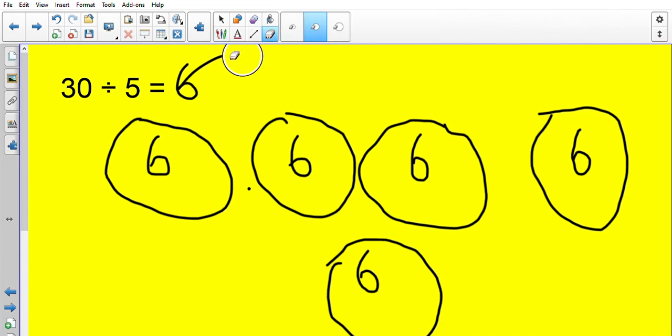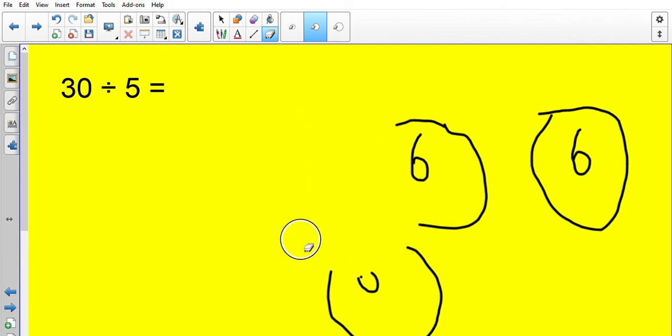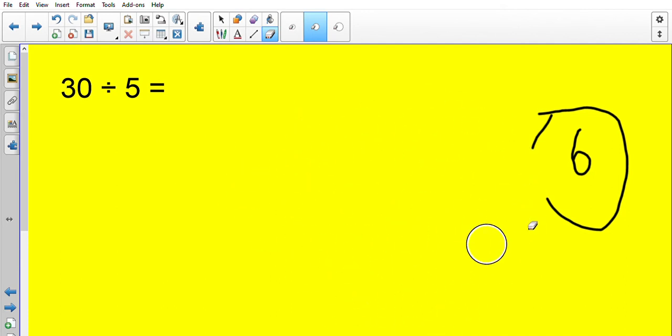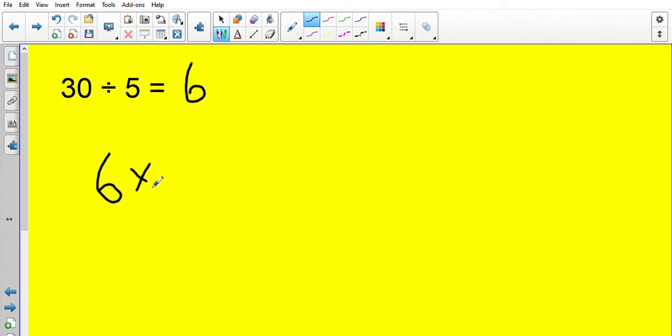Let me get rid of these bits here, and then we can do the inverse. I bet you know what the inverse is already now without me having to tell you. So we're doing the opposite. So it's 6 times 5 equals 30. Brilliant.